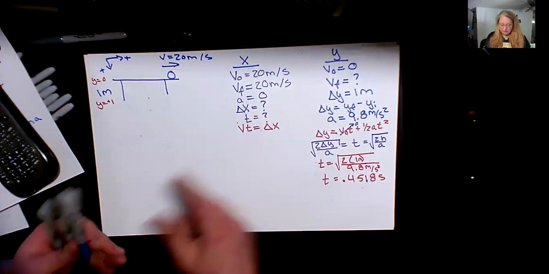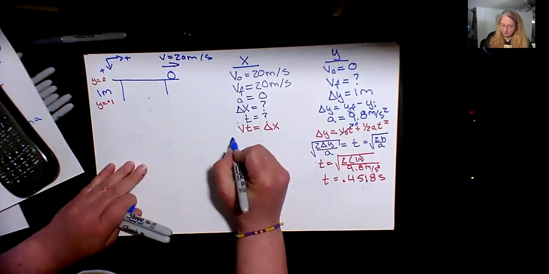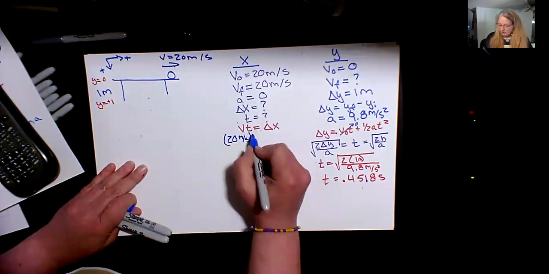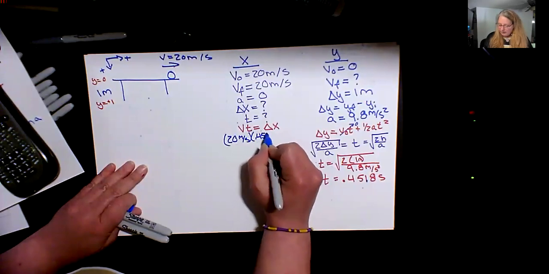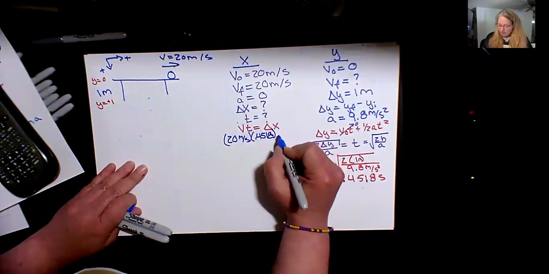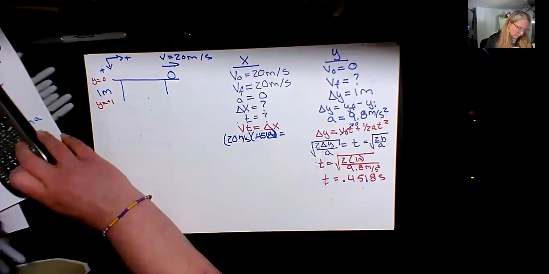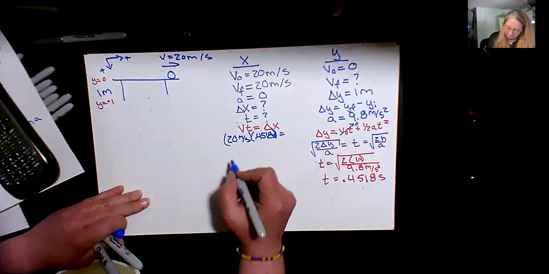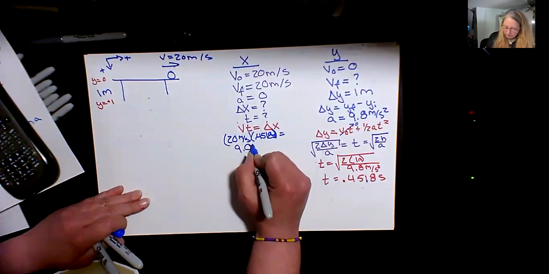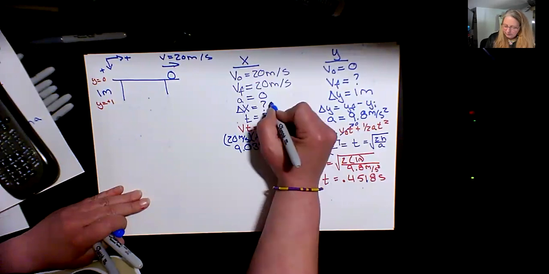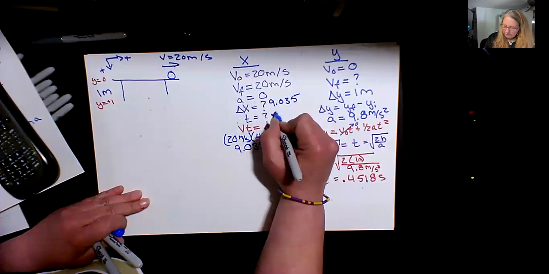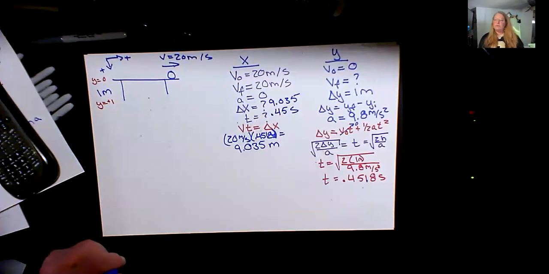I know the initial velocity, so I can actually solve for this. So I know that I was 20 meters per second times the time that it took, this 0.4518. And that will give me, seconds, sorry about that. That will give me, so multiply this by 20, displacement of 9.035 meters. So we know this, and we know this, 0.45 seconds. I answered 2 of the 3 questions.